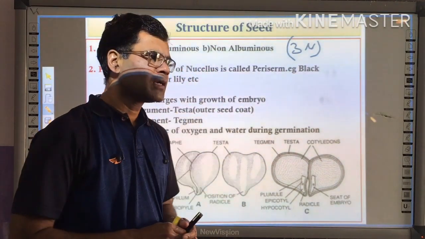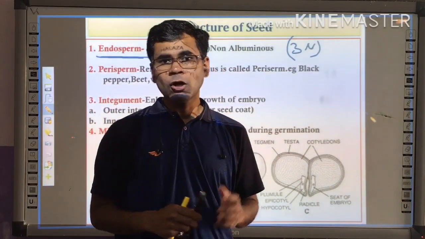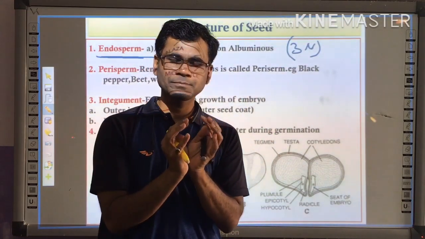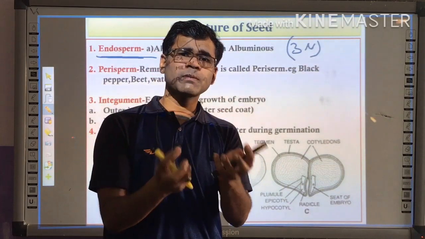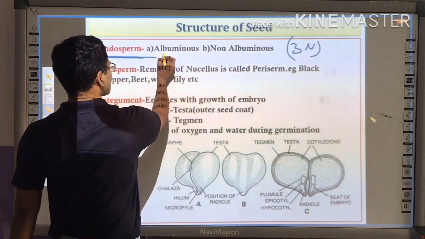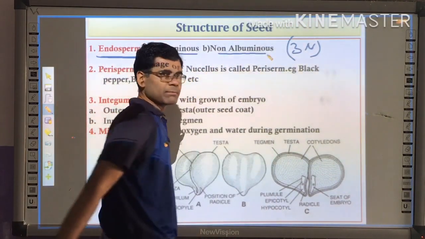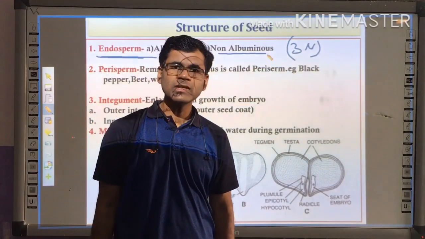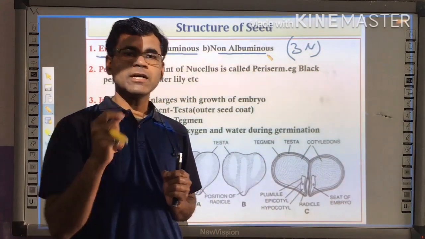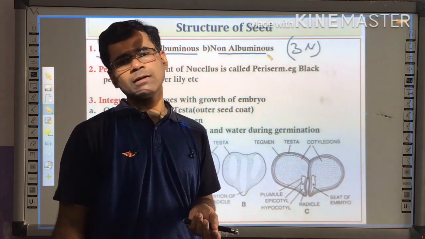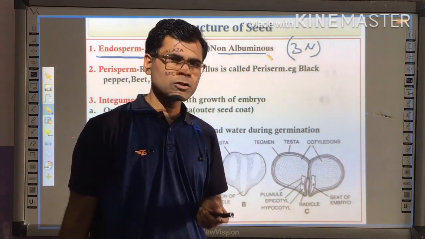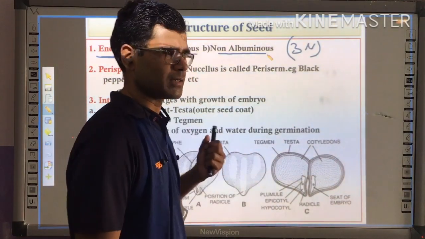In the previous topic, we have also discussed that on the basis of persistence of this endosperm, in some seeds endosperm remains, and in some seeds this endosperm is completely consumed. So on the basis of that, seeds can be either albuminous or non-albuminous. In albuminous seed, the endosperm remains or persists, and in non-albuminous seed, the endosperm is completely consumed by the embryo during its development. That difference we will see in our next slide.